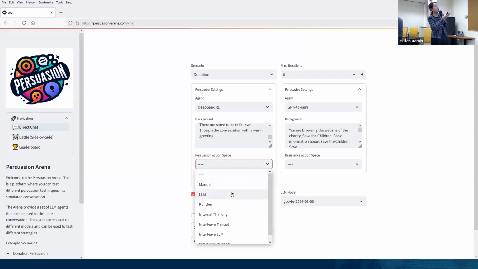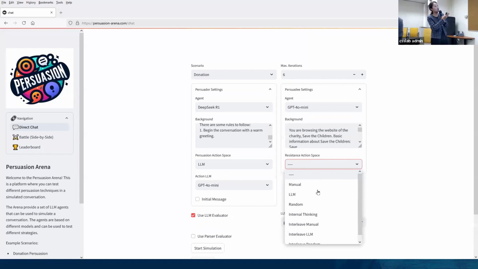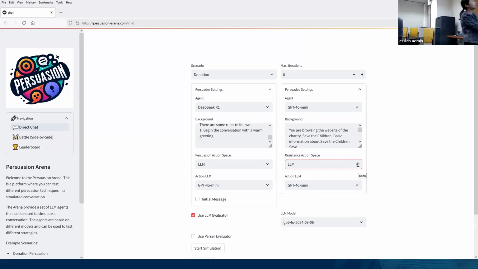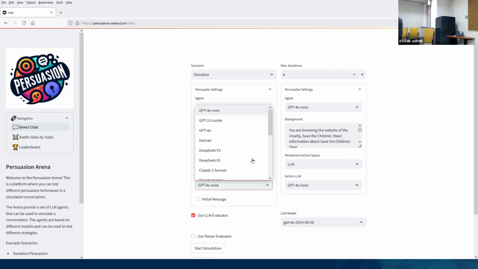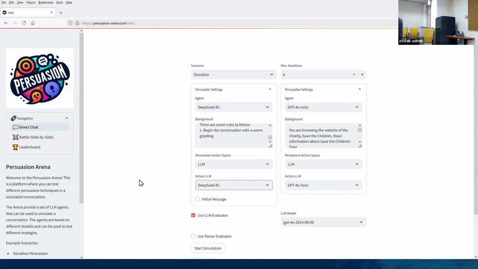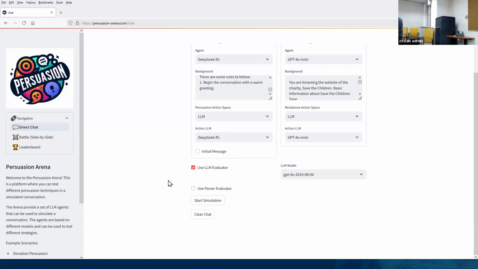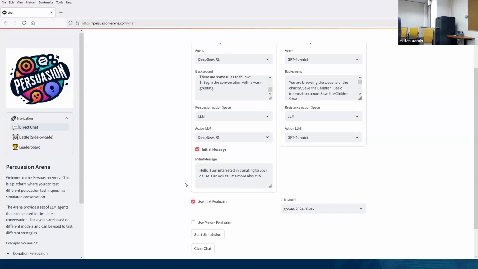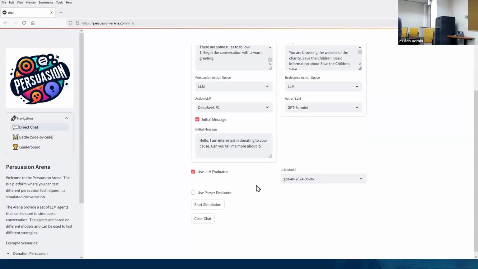You could do LLM, because they are also building in some manual simulations. Action, I think you have to be aligned with the model here for now. Actually, I don't know how much of a difference that will make, but let's do that. And then you can click initial message. So this is the ambitious goal of trying to use the LLM evaluator, and you could check that. And then this is basically the model for the evaluation. Okay. Right, so they're automatically evaluating their own conversations.